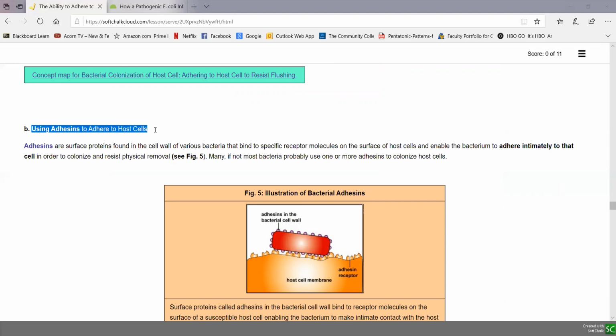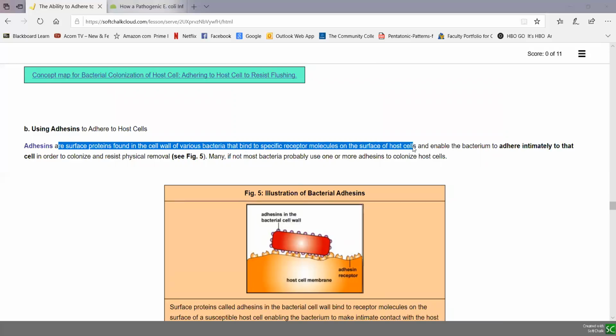wall adhesins, surface proteins found in the cell wall that bind to receptor molecules on the surface of host cells and again allow them to adhere more intimately to that cell in order to colonize and resist physical removal. So many, if not most, bacteria produce one or more adhesins to colonize cells. And just like the bacteria may have multiple alleles to produce different adhesive tips of pili, they often have multiple alleles to produce different cell wall adhesins.